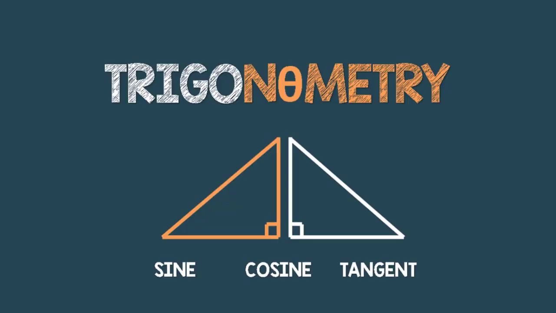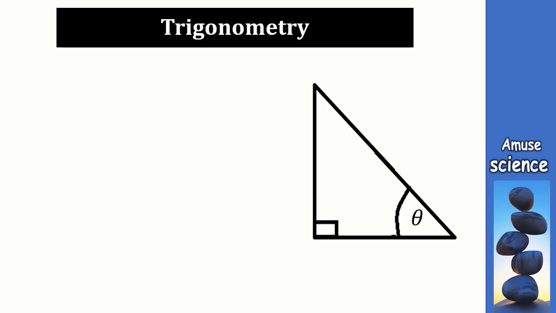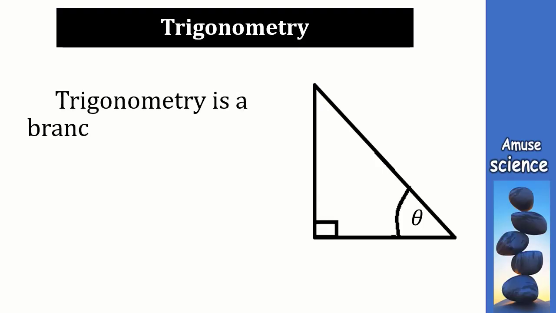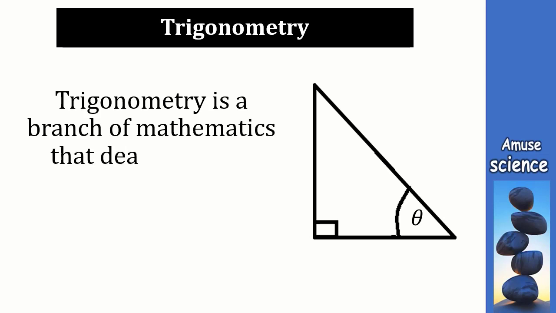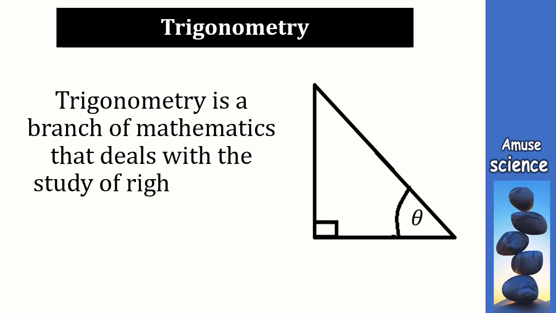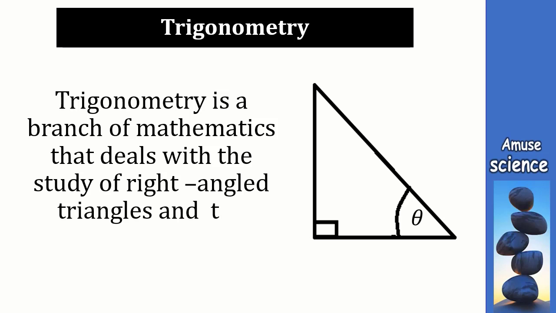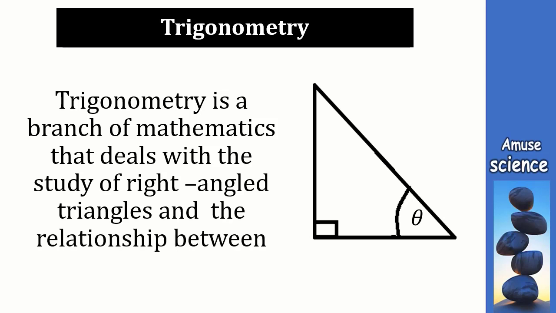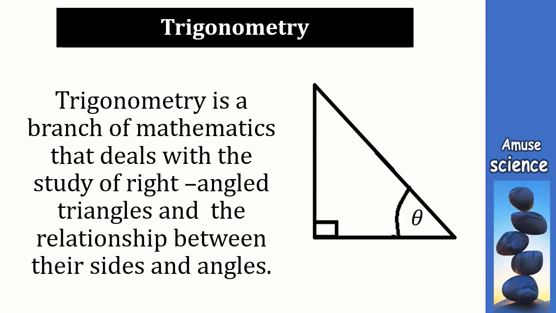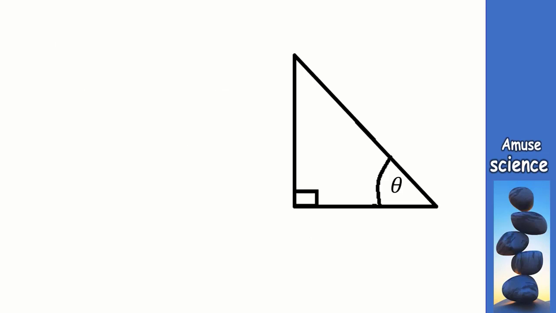Let's begin by asking ourselves the question, what is trigonometry or what is trig? Trigonometry is a branch of mathematics which deals with the study of right-angled triangles and the relationships between their sides and angles. This means that when we are talking about trigonometry, we are actually talking about right-angled triangles. So let's consider this right-angled triangle.